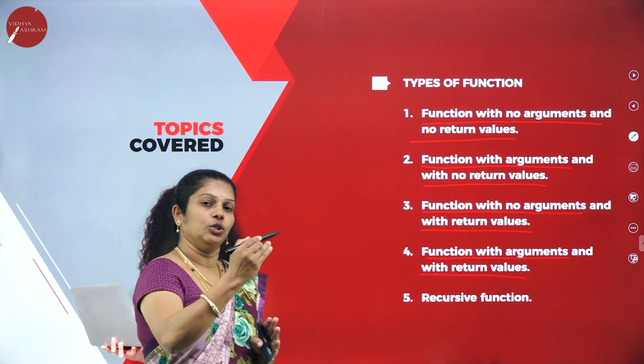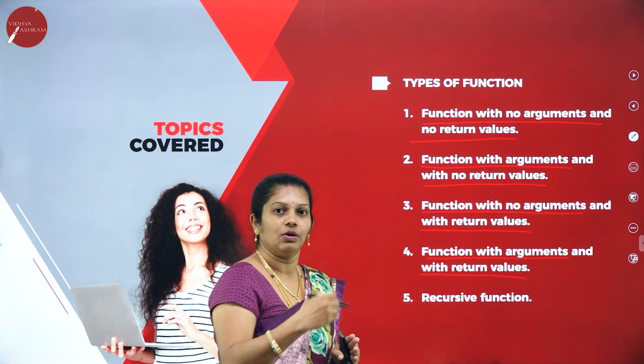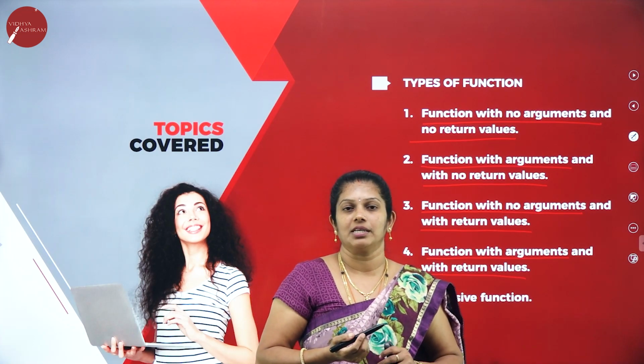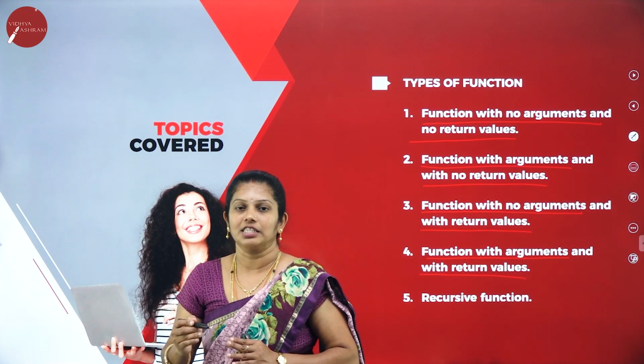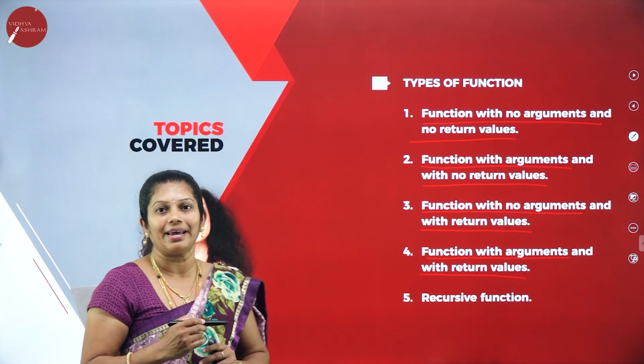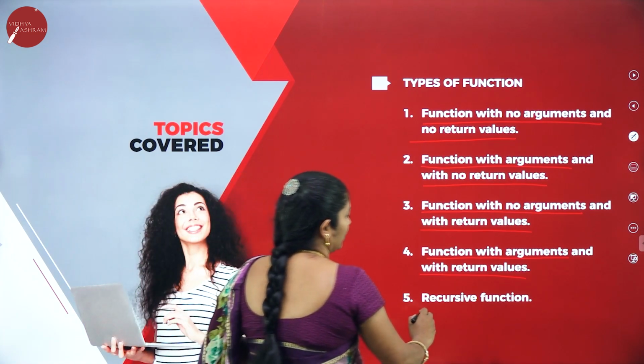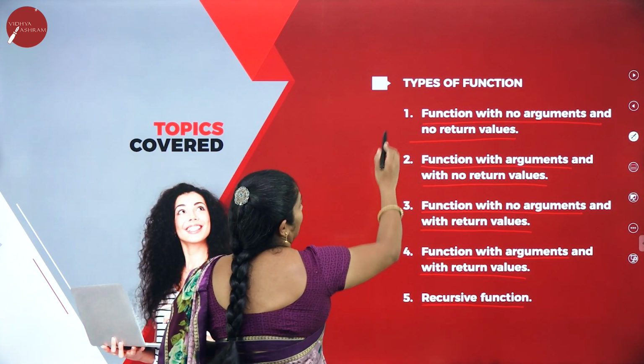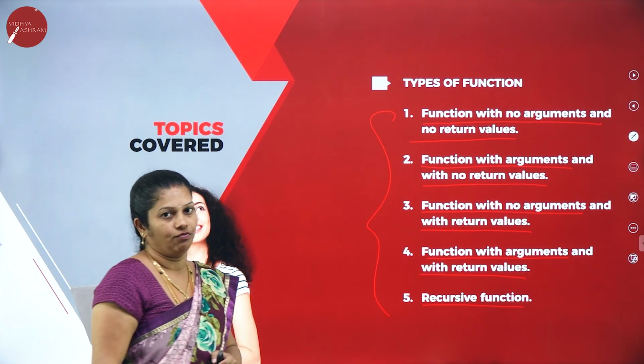From first function to second function as well as from second function to first function, arguments are passing here. Arguments is nothing but values, or we say it as parameters. And the fifth one is recursive function. These are the 5 types of functions.